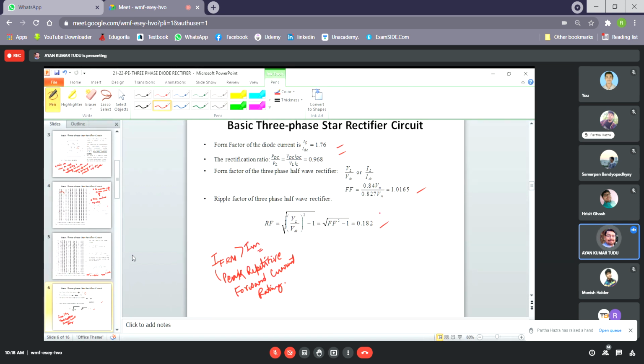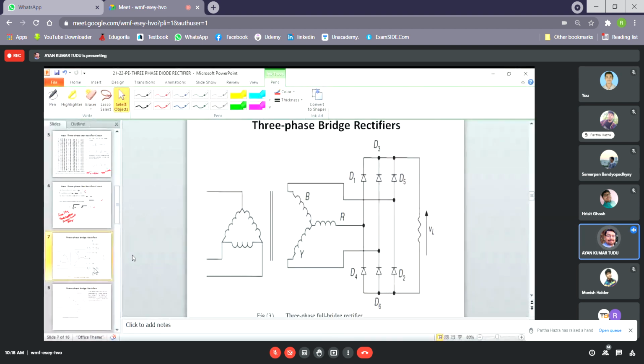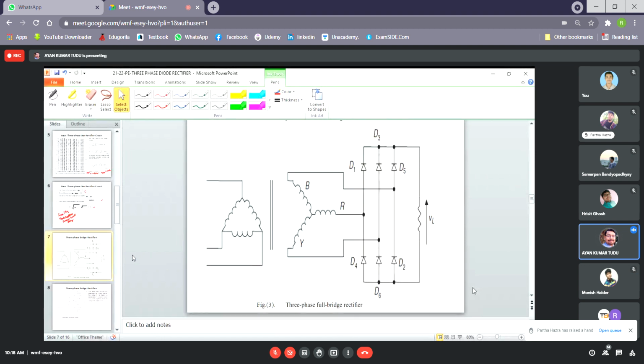Now we have talked about a three-phase star type rectifier circuit, correct? Now let us talk about a three-phase bridge rectifier. In figure 3, we have a three-phase bridge rectifier. Their common application is obviously high power applications. They are used for high power applications.